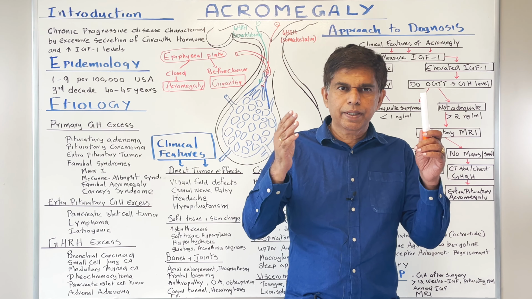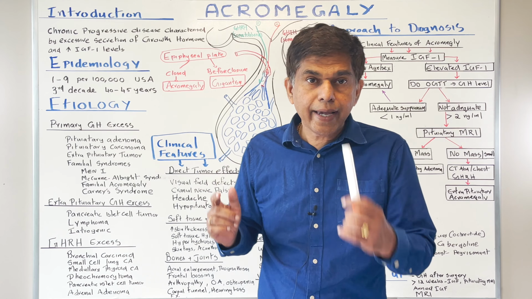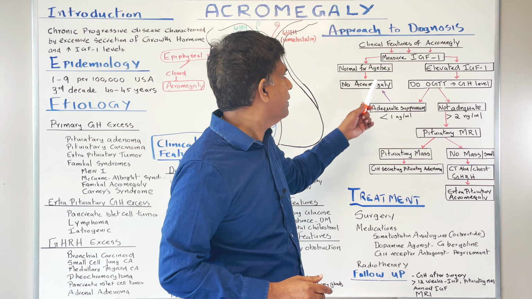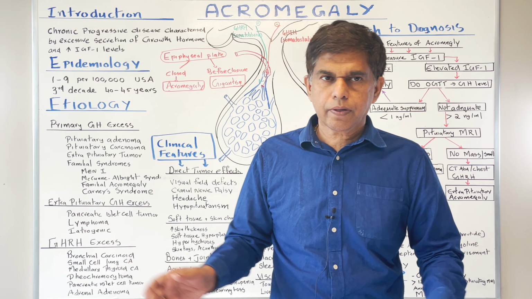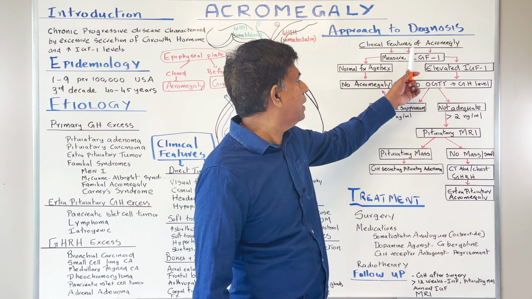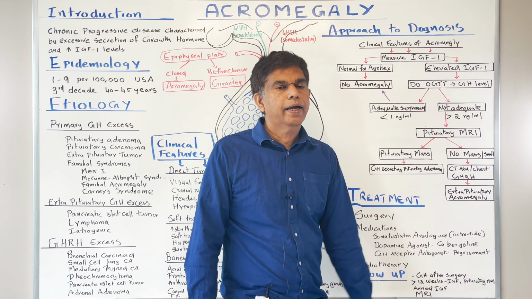So between 15 to 20 it is higher. When you get older, the IGF level can come down, right? So if it is normal for age and sex, you forget it, no acromegaly, case closed, right? Now, let's say you have the clinical features, you measure the IGF, it is increased, and what is the next step?